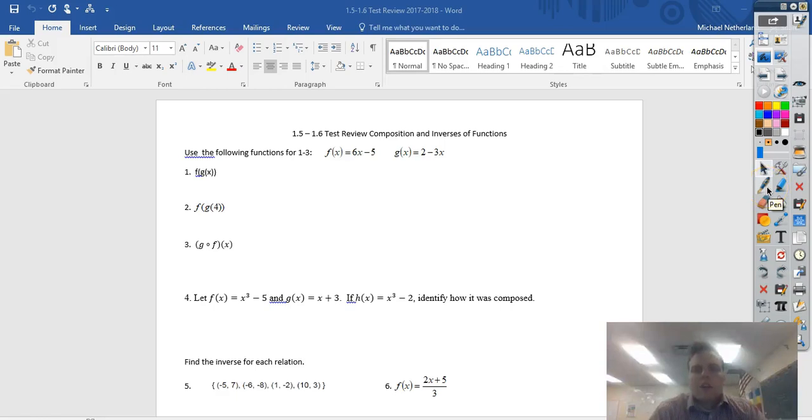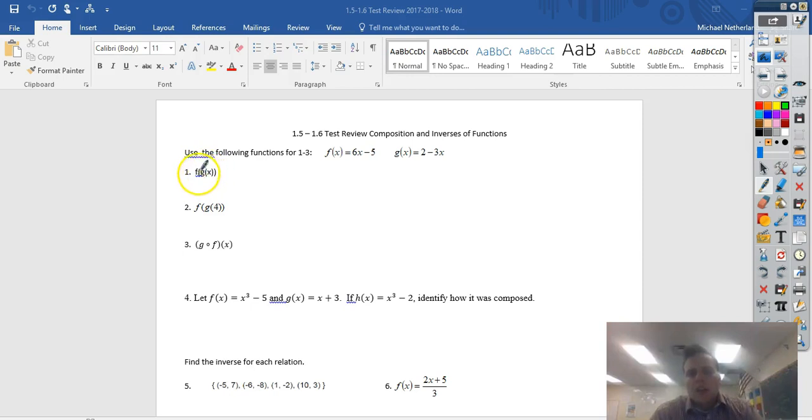Hey guys, so we're just going to go over the review for our test over composition and inverses of functions tomorrow, okay? So the first question says use the following functions for 1 through 3. It tells us that f of x, so the function f with input x, is equal to 6 times x minus 5. And then g of x is equal to 2 minus 3 times x, okay? And the very first question is compose f and g.